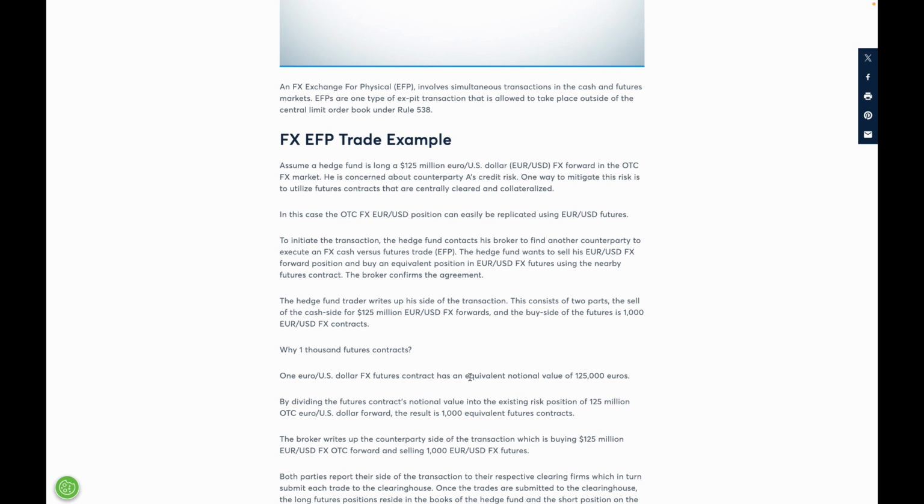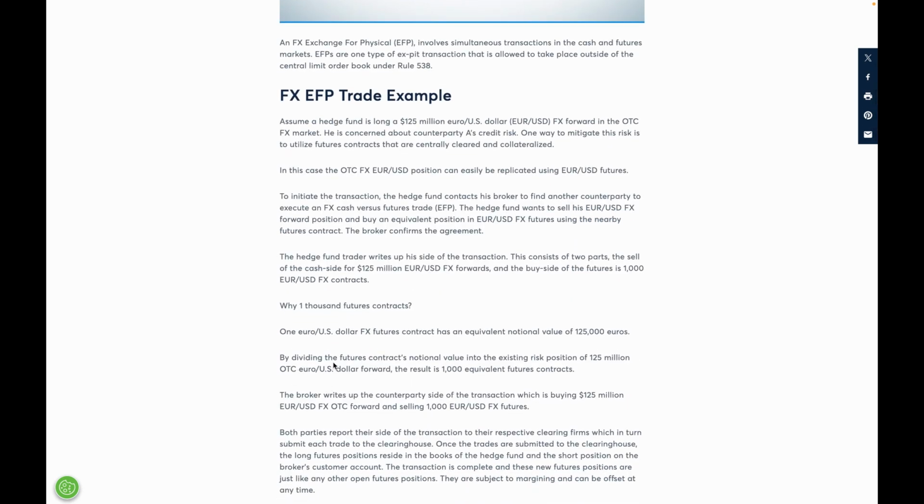One Euro USD contract has an equivalent notional value of 125,000 euros. By dividing the futures contract notional value into the existing risk position of 125 million over-the-counter Euro USD forward, the result is 1000 equivalent futures contracts. The broker writes up the counterparty side of the transaction, which is buying 125 million Euro USD FX over-the-counter forwards and selling 1000 Euro USD FX futures.